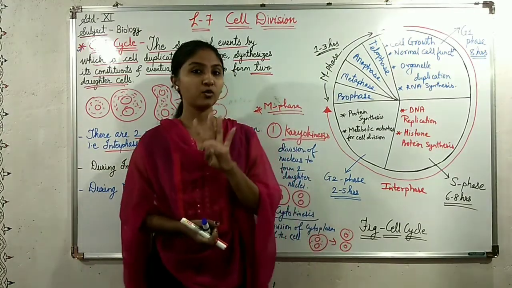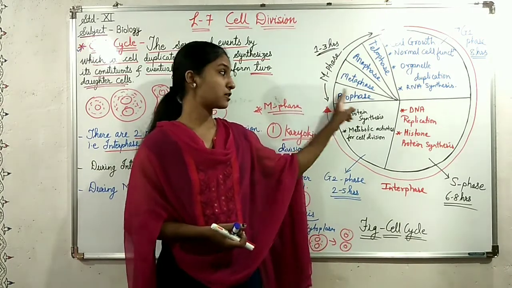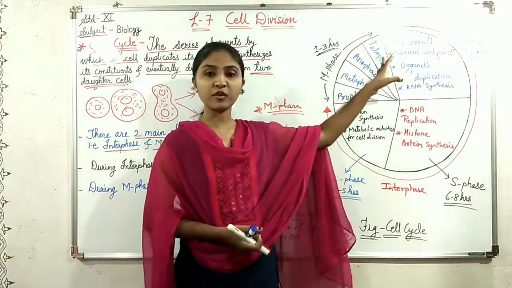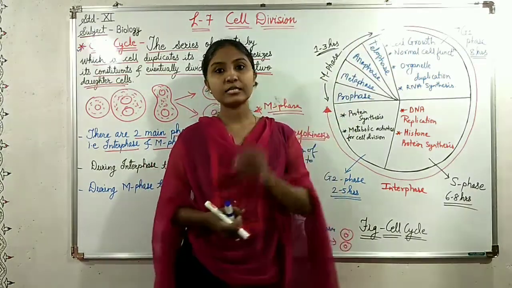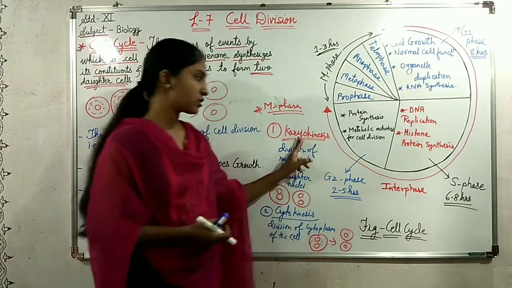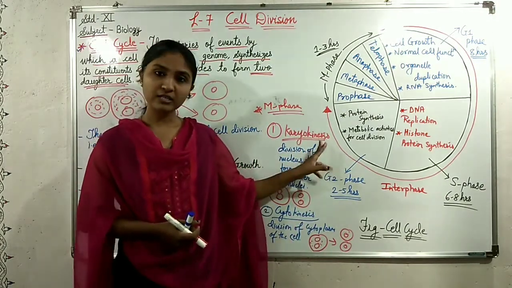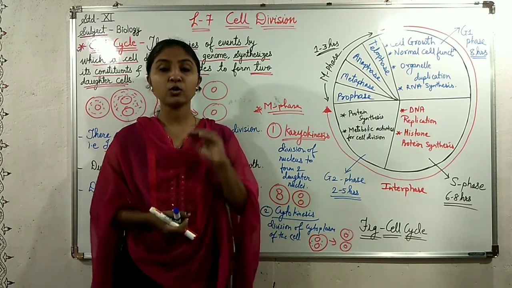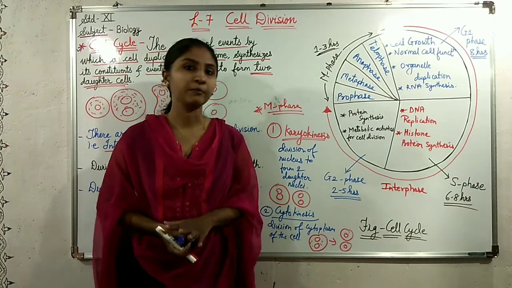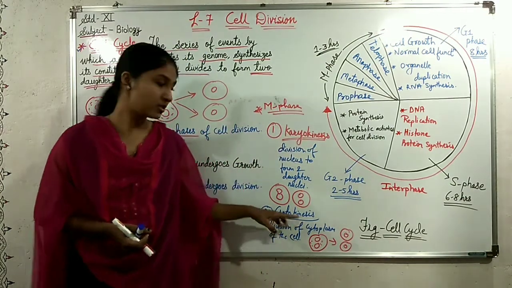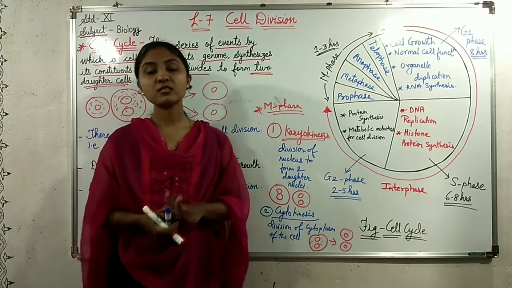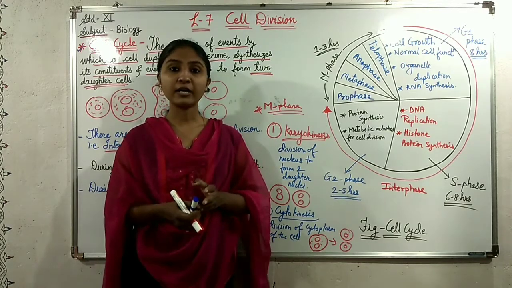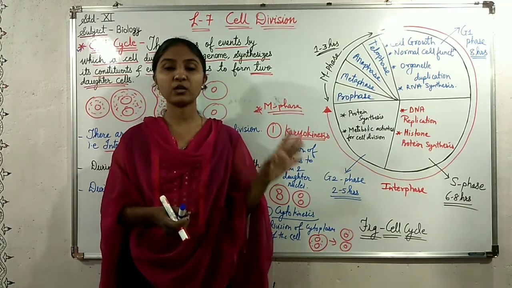M phase is divided into four phases, that is prophase, metaphase, anaphase and telophase. During these four phases, the cell undergoes two processes. First is karyokinesis, which means the division of the nucleus present inside the cell to form two daughter nuclei. The second process is cytokinesis. Cytokinesis is the process in which the cytoplasm of the cell gets divided into two new separate daughter cells.